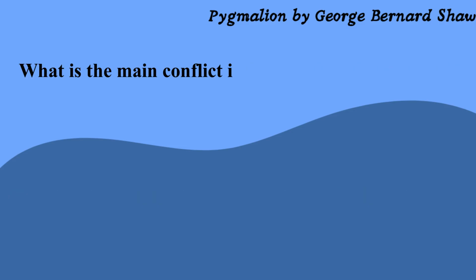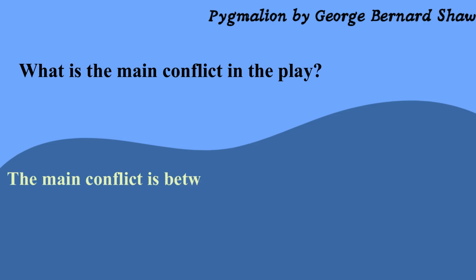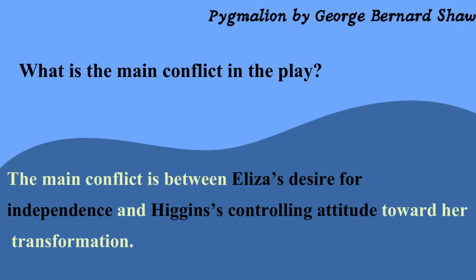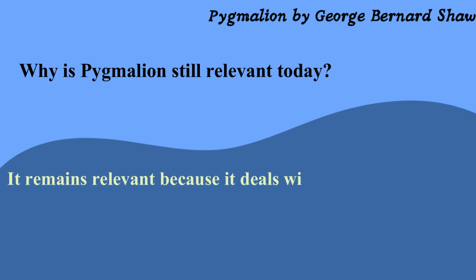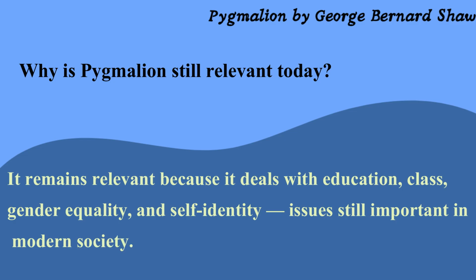What is the main conflict in the play? The main conflict is between Eliza's desire for independence and Higgins's controlling attitude toward her transformation. Why is Pygmalion still relevant today? It remains relevant because it deals with education, class, gender equality, and self-identity, issues still important in modern society.